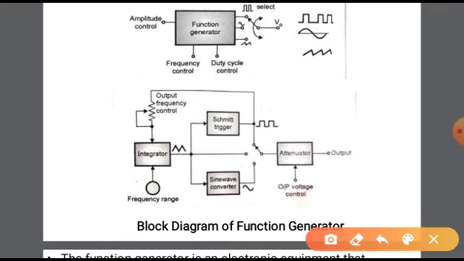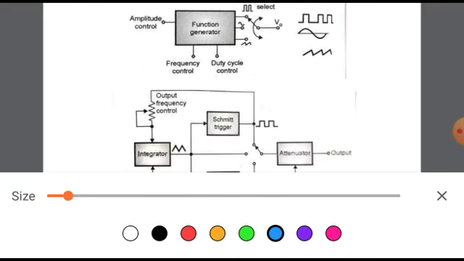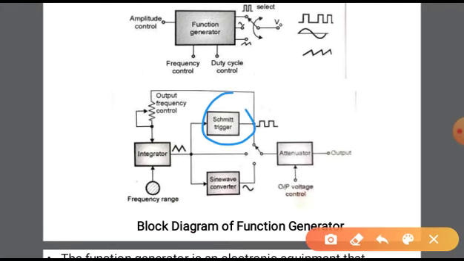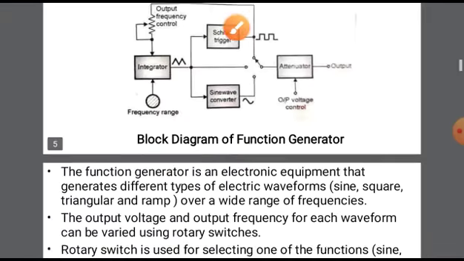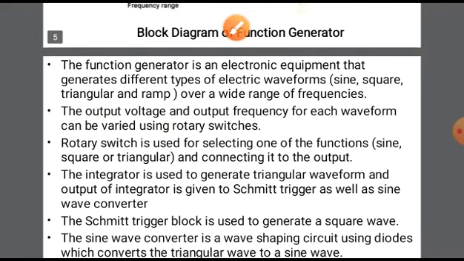The first important block is the Schmitt trigger. The Schmitt trigger generates the square type output. The square type output goes to the integrator. You know that square input to triangular output is the basic operation of an integrator, and triangular to sine is the job of the sine wave converter. So this is the general operation of the function generator. I will just read the important points.